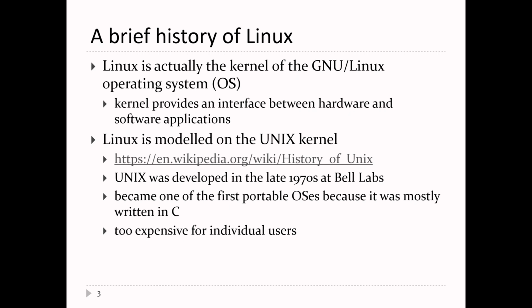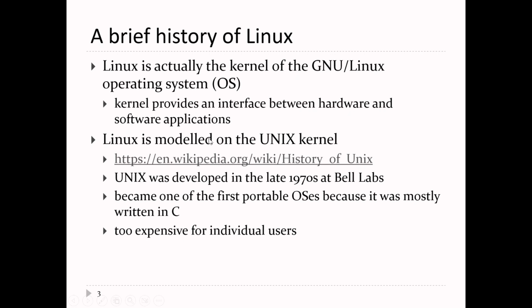All of the other stuff, like a compiler or all the little commands, those are not part of the kernel, right? A lot of that other stuff came from this organization called GNU, right? And so mash the two together, you end up with GNU Linux. Now, Linux was modeled on a kernel from a different operating system called Unix.